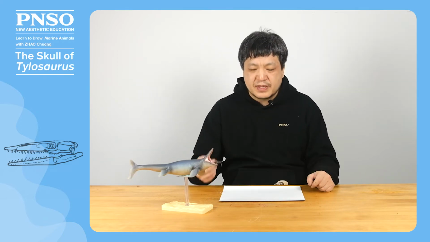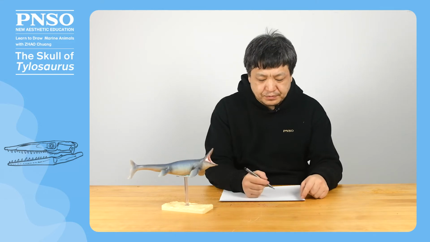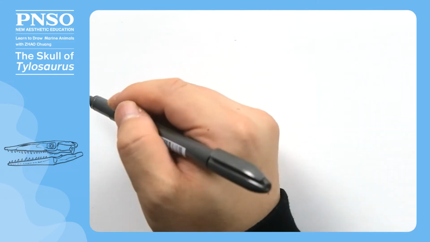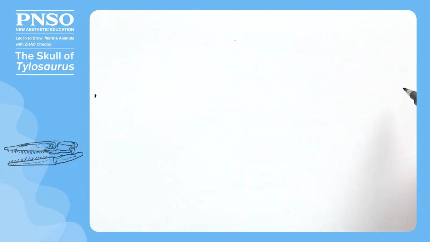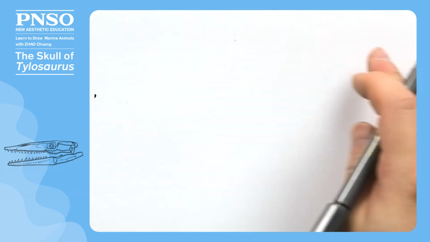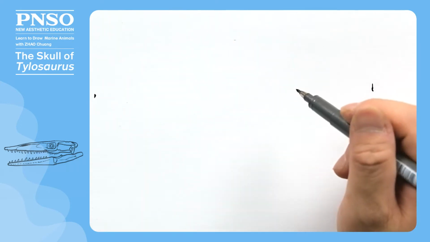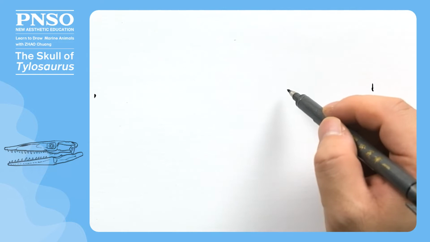Now, let's draw its skull. First, we determine the general position of the skull. Draw the front of its mouth here, and the back of the head here. Its mandible extended backward a bit, so the length of its head was inconsistent with that of its mandible, and the mandible was longer than the upper part. Now, we start to draw its skull.